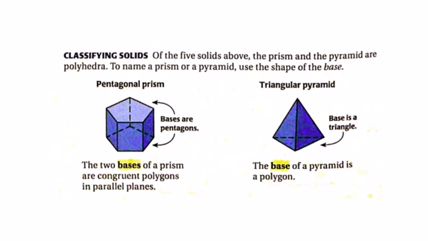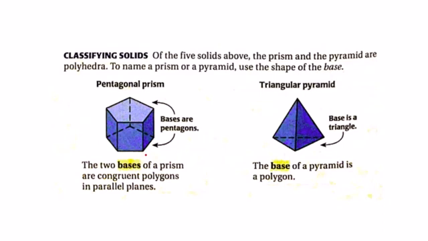And then to name a pyramid is the exact same. The base shape is a triangle, so it is a triangular pyramid. So you could have a pentagonal pyramid, you could have a square pyramid, or a rectangular pyramid. You could have a hexagonal prism. It just depends on what the shape of the base is. So that is how you name it: shape of the base, and then either a prism or pyramid.